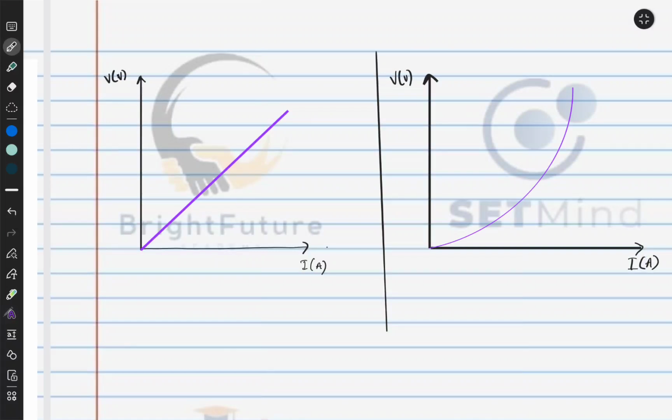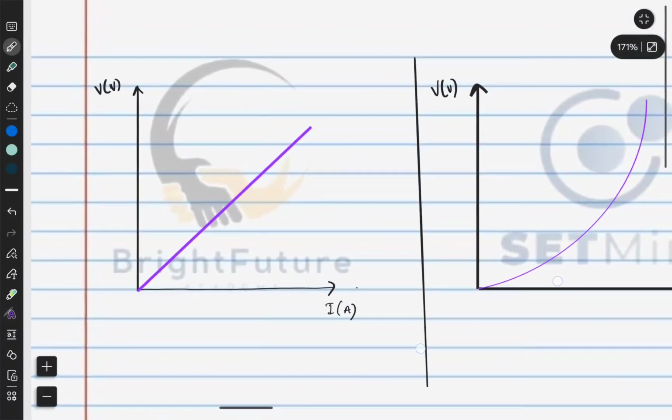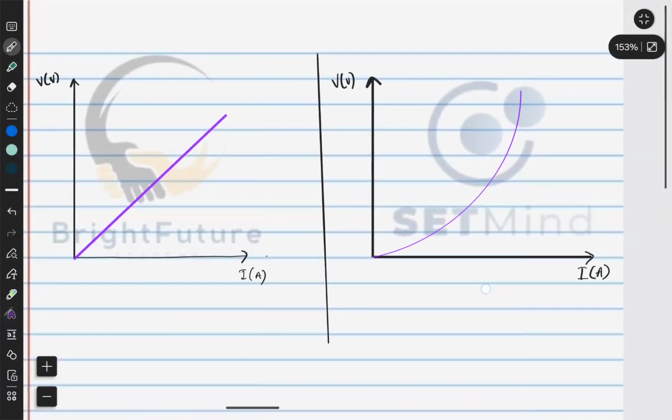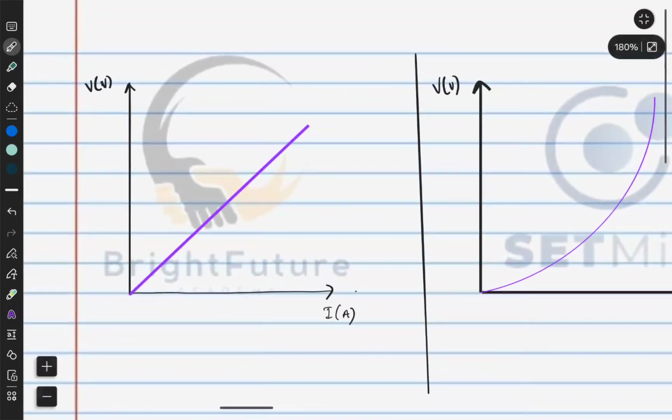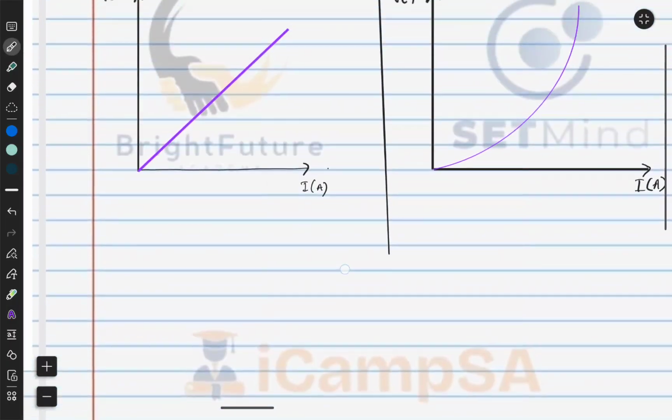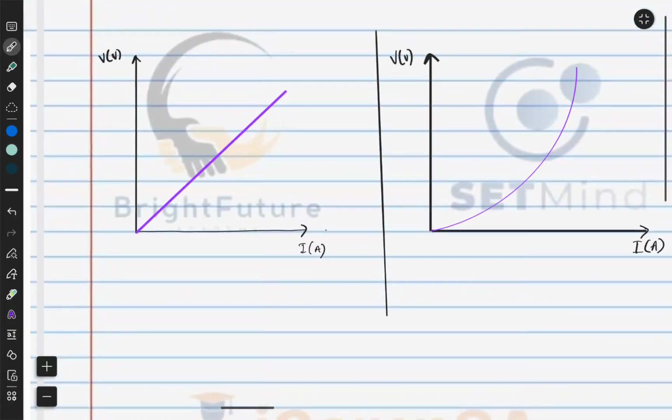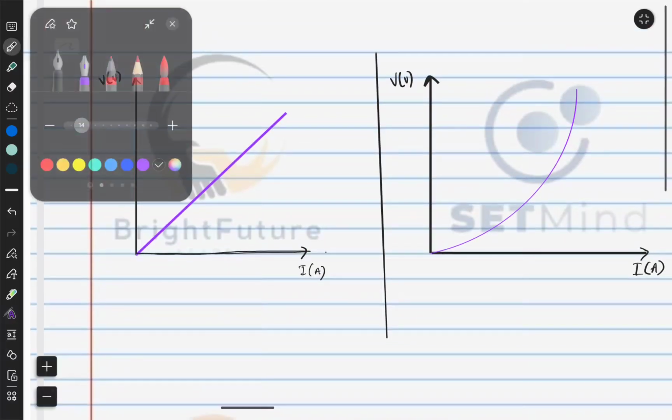You would find that for the ohmic, they are linearly related, but for the non-ohmic conductor, they are not linearly related. In fact, there's some exponential relation, right? Or is it an exponential? Yes. Or remember, you can also swap the axes. V can be on the x-axis, or it can be on the y-axis. They can be, right? So this is the difference.